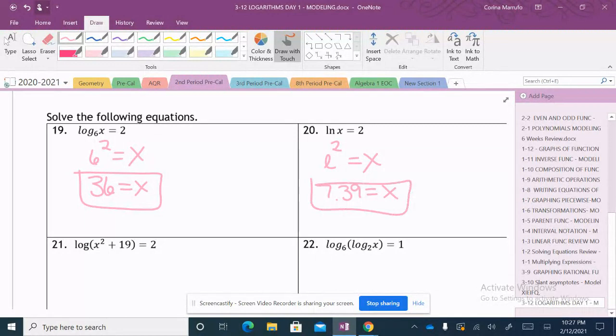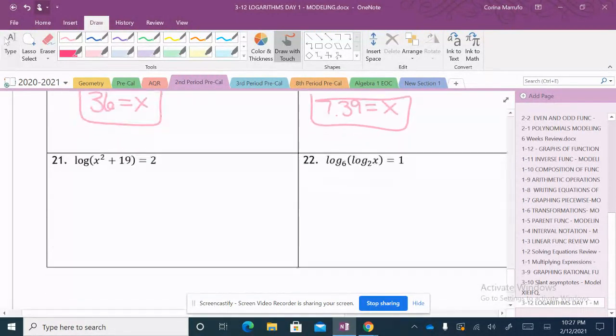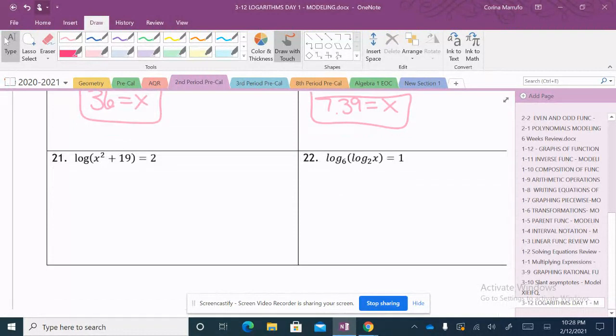Okay, the next one. This one tells you log of x squared plus 19 equals 2. So I'm going to go ahead and write it in exponential form. Okay, the base here is going to be 10. Remember, if there's no base, we automatically know it is 10. So it's 10 to the second power equals x squared plus 19. That helps me rewrite it into exponential form when I forget or if I need extra help. So 10 squared gives us 100 equals x squared plus 19.